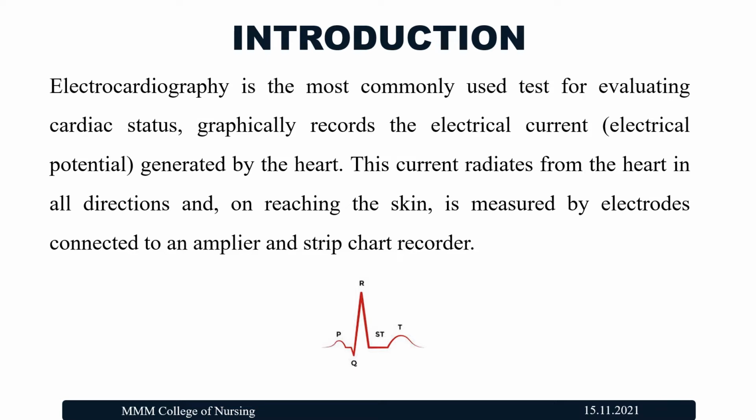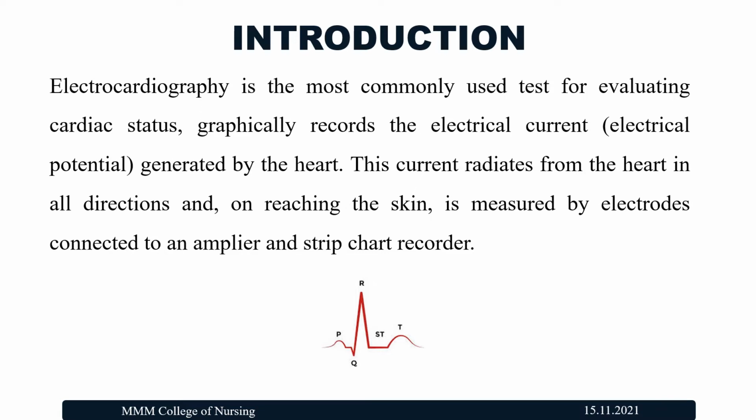ECG, that is electrocardiography, is the most commonly used step for evaluating cardiac status. It graphically records the electrical current generated by the heart. The current from the heart radiates in all directions and, on reaching the skin, is measured by electrodes connected to an amplifier and strip chart recorder, that is the ECG machine. In that ECG machine there is recording paper, that is the ECG recording paper.